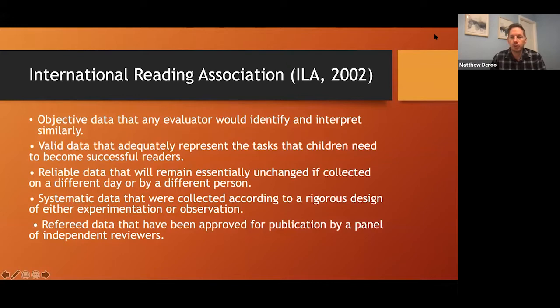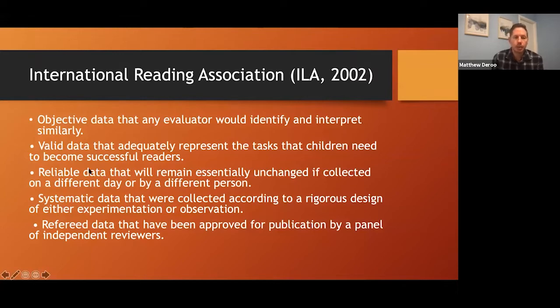So independent reviewers who do not know the authors would read their publications or their findings from this data and find it to be valid in terms of their own understandings. So there's a clear methodology that explains this is what we did to support students' literacy development. Other people could go in and do something similar, and these results would be important.